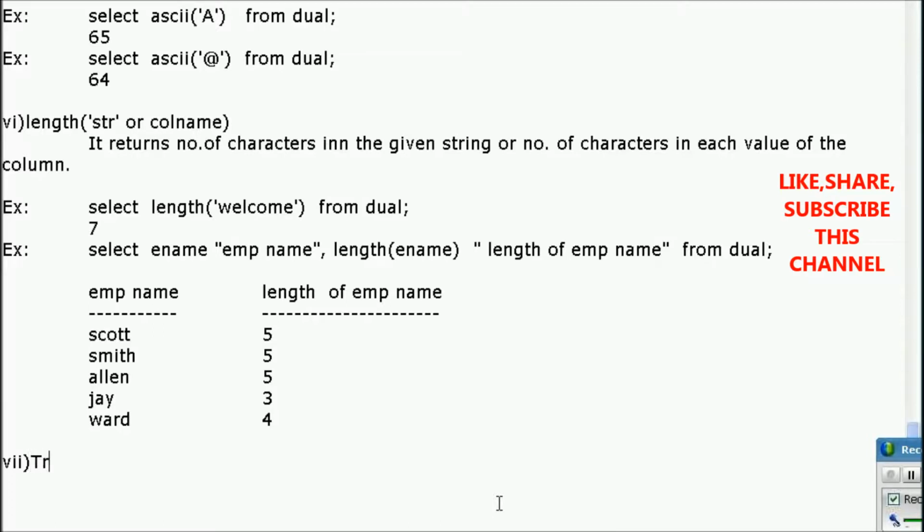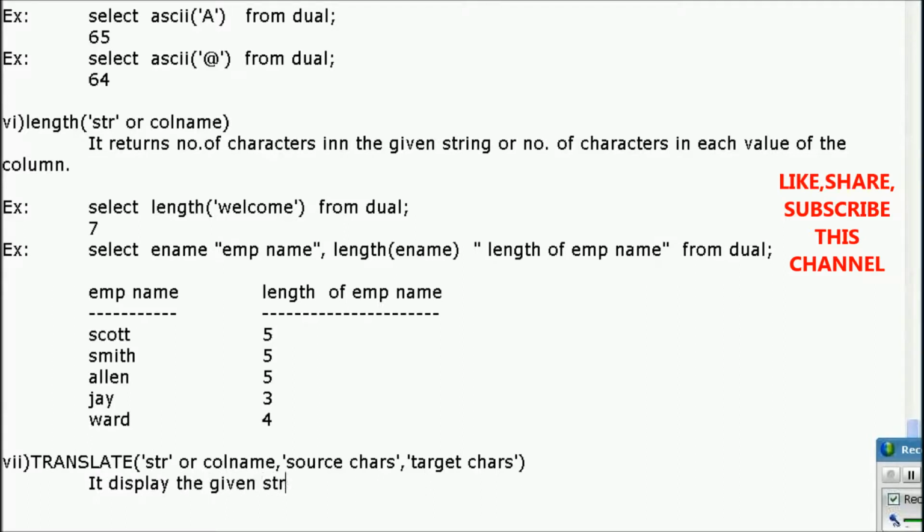Now translate. What is translate? String or column name, comma, source characters, comma, again in single quotes, target characters. What it will do is display the given string by replacing the source characters with the target characters.